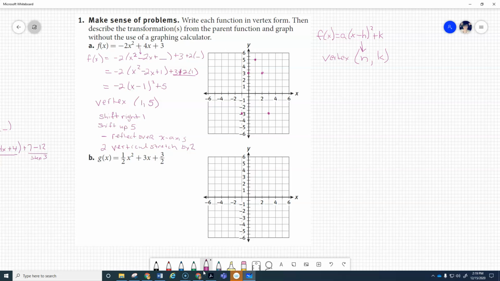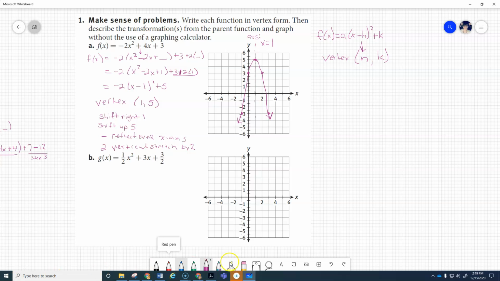Okay, I'm going to check it in just a second when I go to Desmos. But that's a pretty good sketch. The axis of symmetry is right down the middle. The axis of symmetry is always going to be whatever your x value is in your vertex. So your axis of symmetry is a vertical line, crossing the x-axis at 1. Okay, so your axis of symmetry is x equals 1.